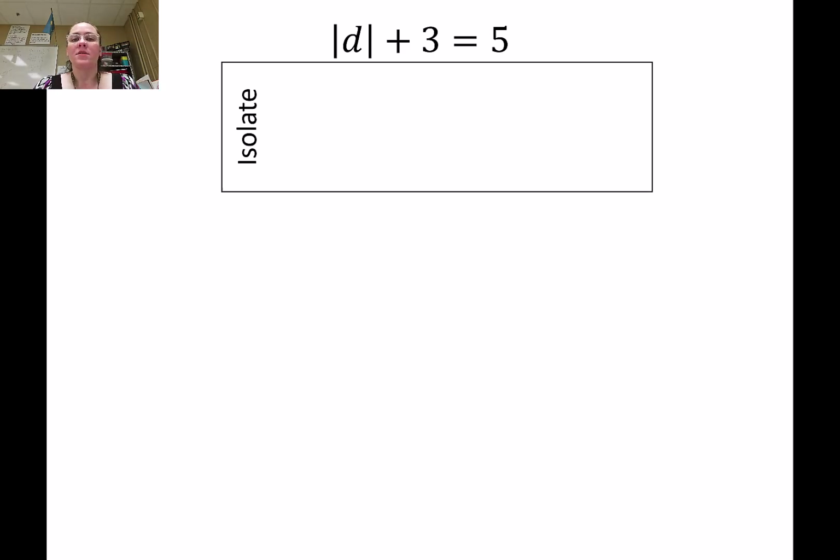Okay, so I've got the absolute value of D plus 3 is equal to 5. So first thing I want to do is get that 3 away from the absolute value by doing its opposite, or its inverse. So the opposite of adding 3 would be to minus 3 on both sides of the equal sign. So I get the absolute value of D is equal to 5 minus 3, which is 2.